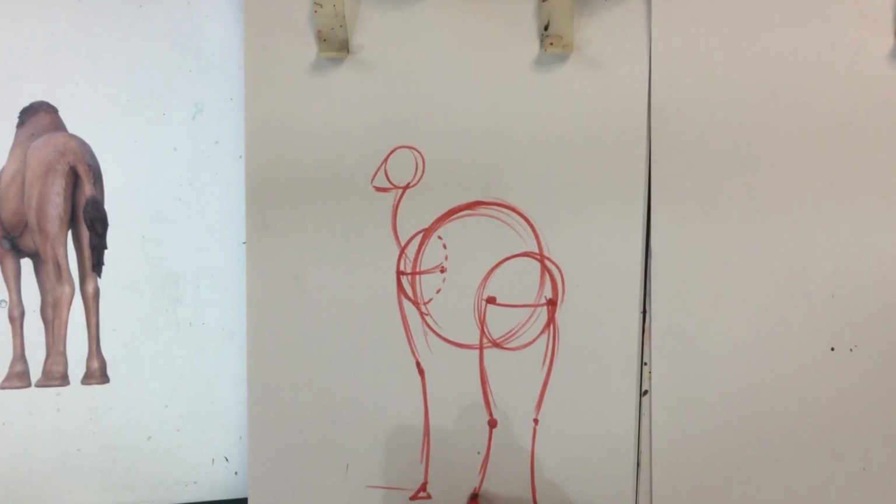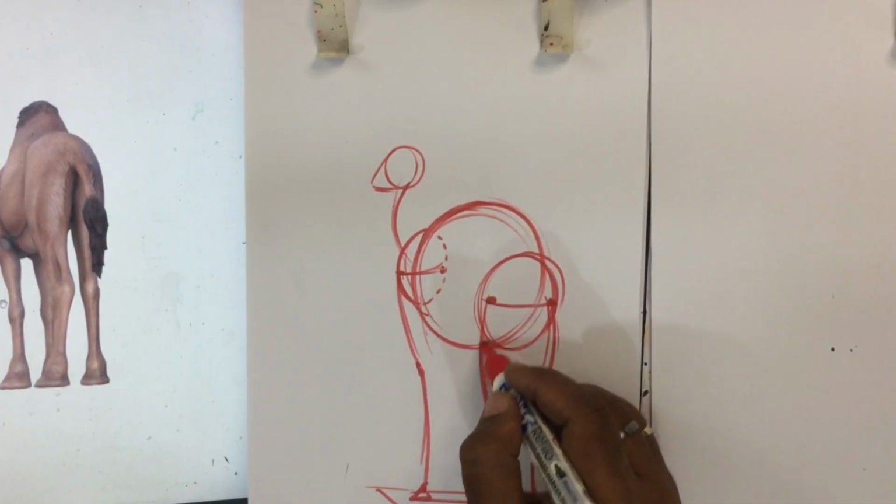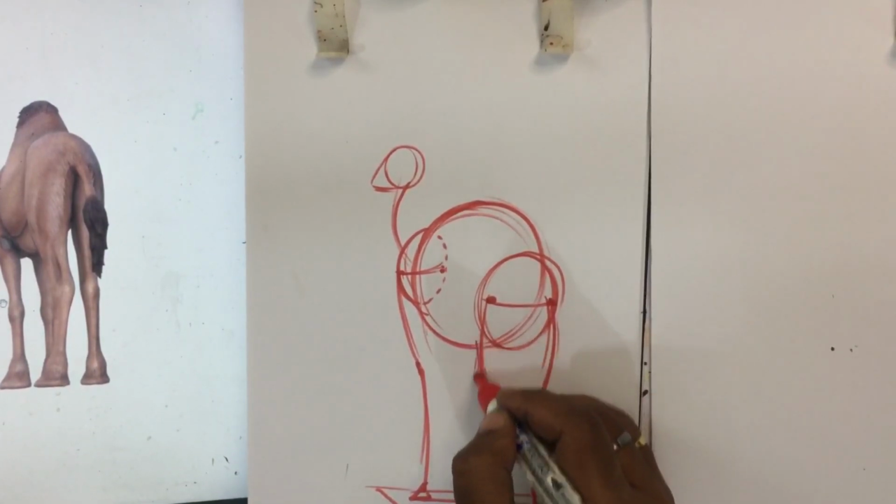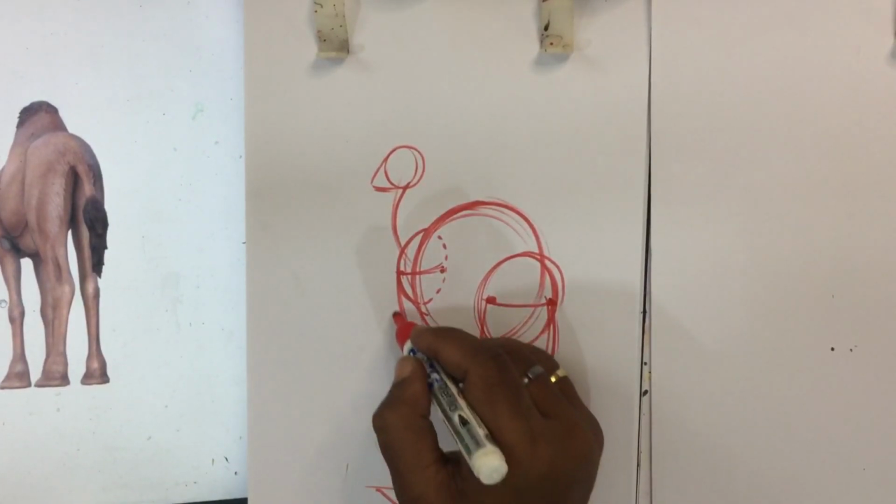So if I make one perspective line like this, see this is one line, this is another line. So this leg is back, this leg is front. So you can draw like this. But this leg is not that much visible.